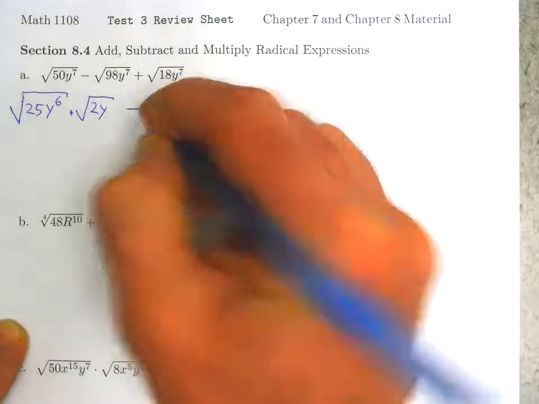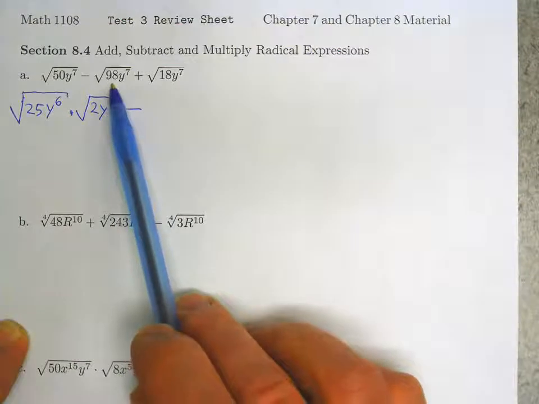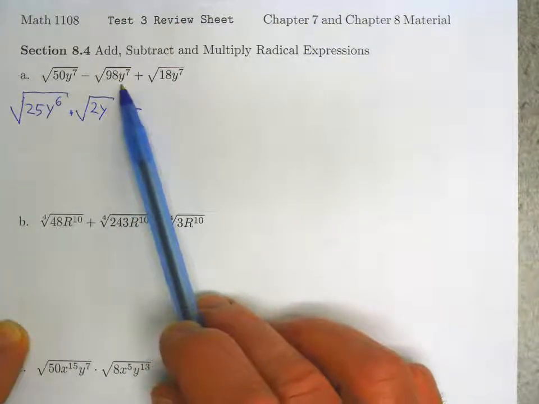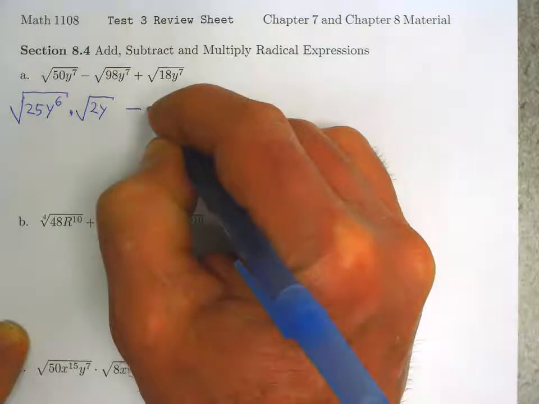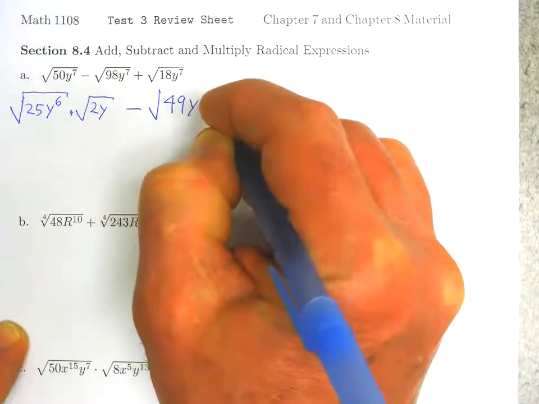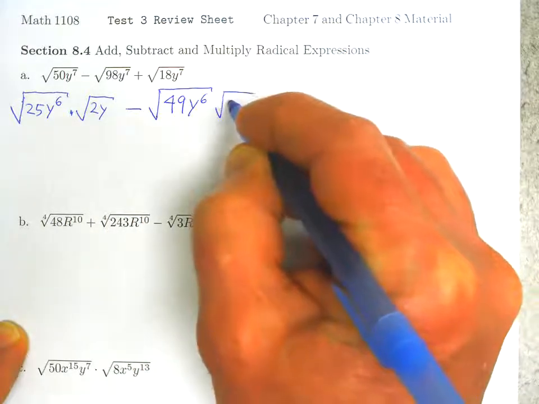And then minus the largest factor of 98 that's a perfect square is 49. 49 times 2 is 98. And we already saw the largest factor of y to the 7th that's a perfect square is y to the 6th. So we'll rewrite this as the square root of 49y to the 6th times the square root of 2y.